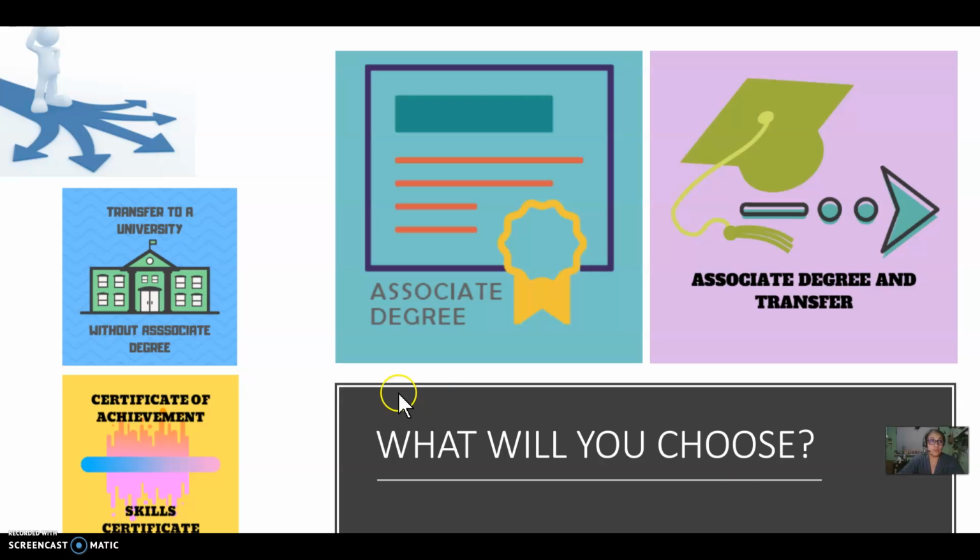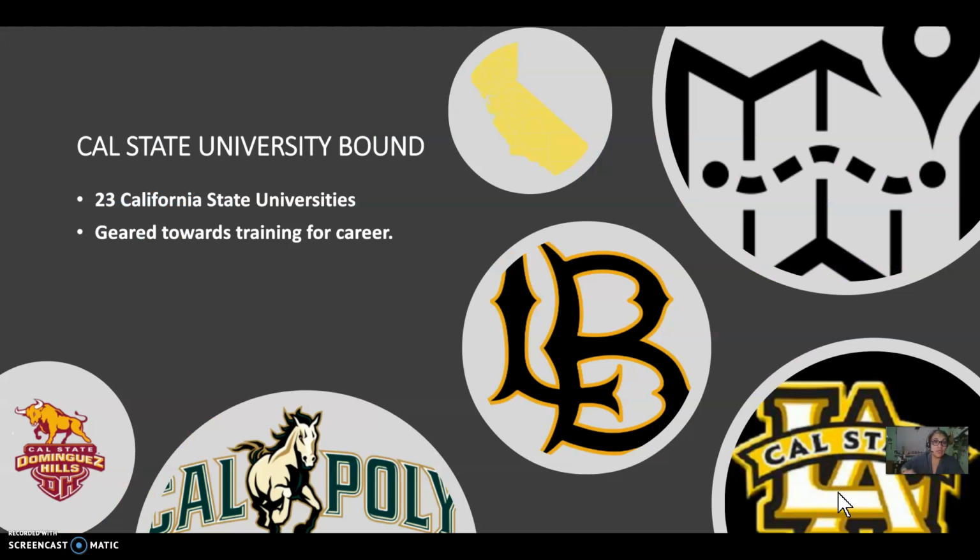So, you know, what will you choose? Transfer to a university without an associate's degree? You definitely can do that. Get a certificate of achievement or a skills certificate, that's an option as well. Just get an associate's degree. Some students come to community college and they just want an associate's degree, or get an associate's degree and transfer. And I'm going to focus on the general education requirements for the Cal State and the UC system.